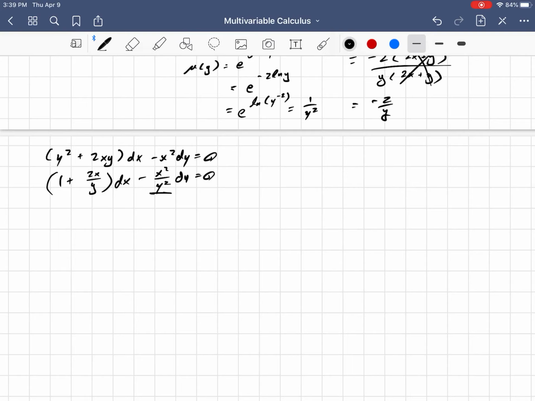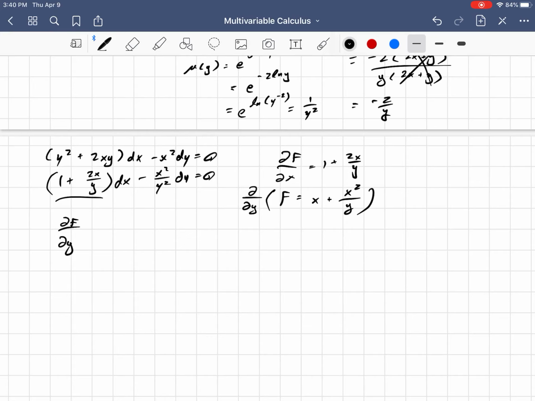Now this is guaranteed to be exact, so we can now just say this is... I just picked the simpler one. Actually, I'll go with this one. Pick the harder one, just for the video. So now we know partial f with respect to x is 1 plus 2x over y. So now f is x plus, now I get x squared over y, because I'm treating y as a constant there.